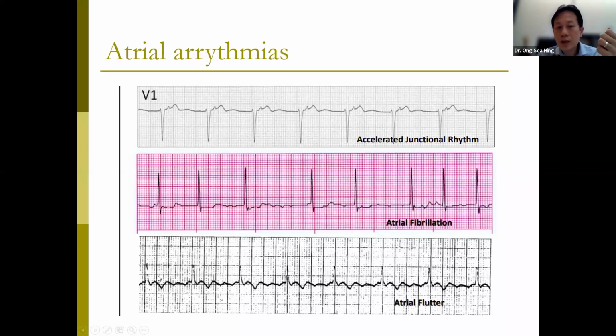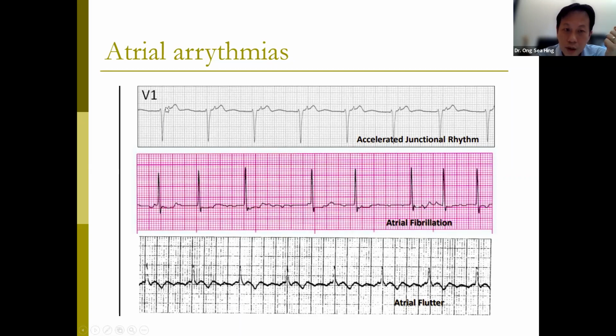Sometimes atrial flutter will come with a 2:1 AV block so that the heart rate will be 150 beats per minute usually. Sometimes it will come with a 4:1 AV block and the heart rate will be 75 beats per minute. Sometimes it can come with a variable block and it looks like atrial fibrillation. Okay. You can also have accelerated junctional rhythm, especially in patients with, for example, digoxin toxicity. You can have junctional rhythm.